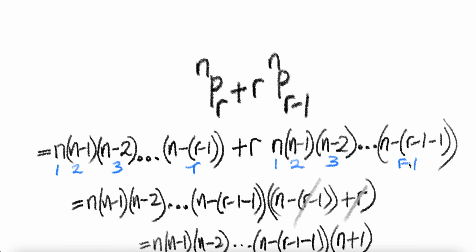How do we know this is r minus 1? Just look at that. Second term, less 1 is 1. 3 less 1 is 2. This one less 1. So this is the (r-1)-th term.